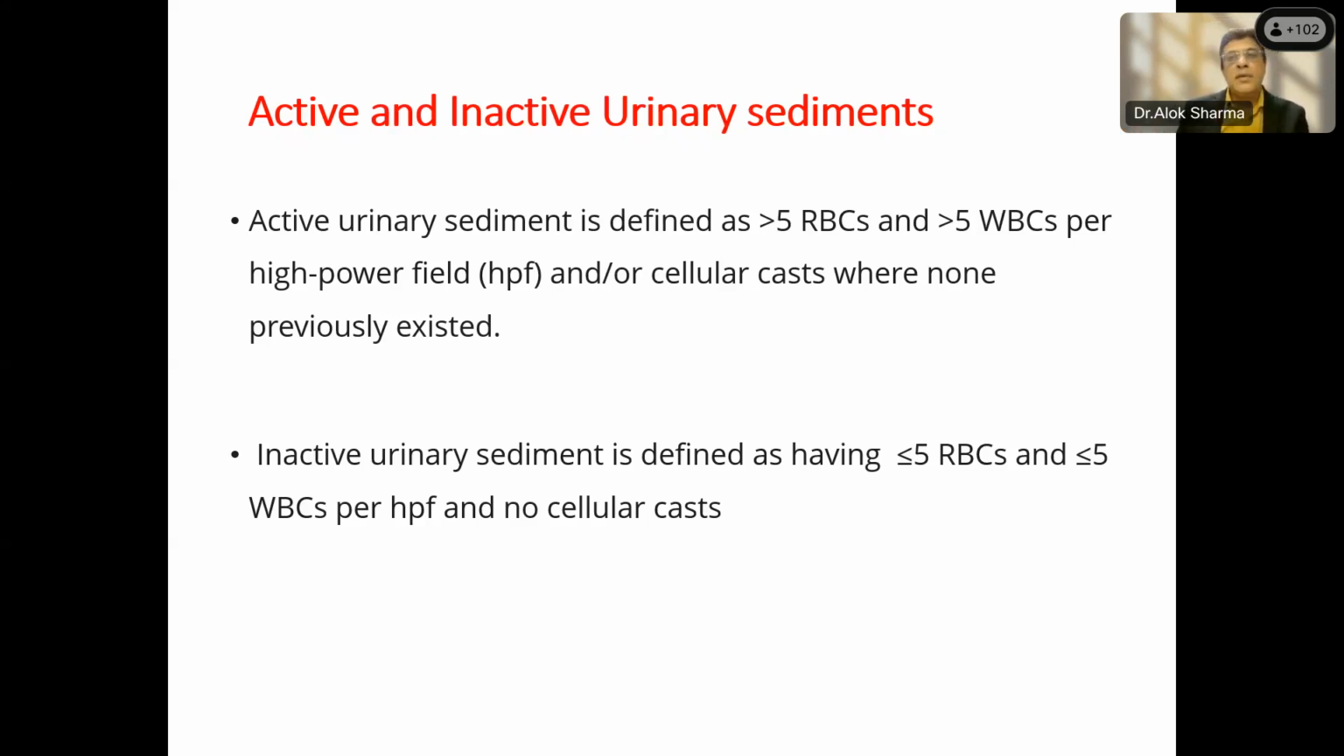That's one part of it. On the flip side, an inactive urinary sediment would usually have 5 or fewer RBCs and fewer than 5 WBCs per high power field, and it should not usually have any cellular casts. So the cellular casts are a good indicator of an active sediment. Many times clinicians, especially nephrologists, when they are asking for active sediments, are expecting you to comment on the RBCs. So you should pay attention to distinguishing between RBCs, WBCs, and other cellular elements very carefully.